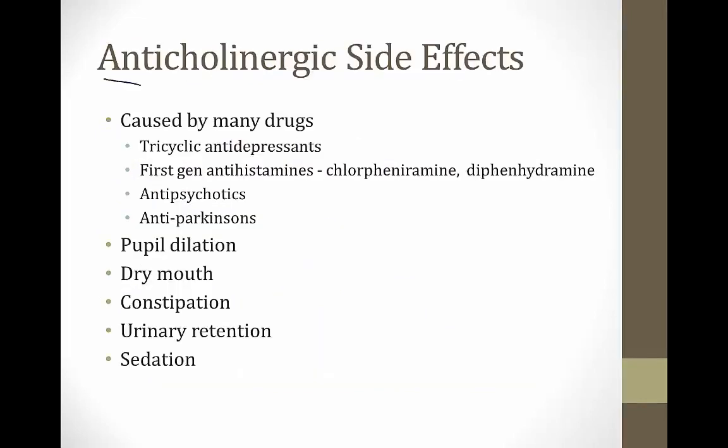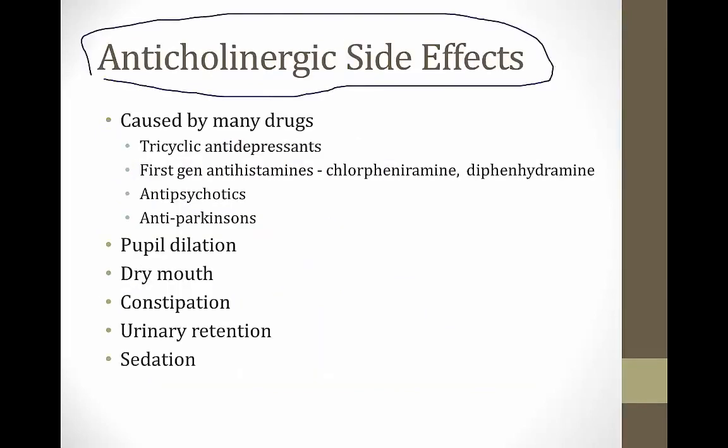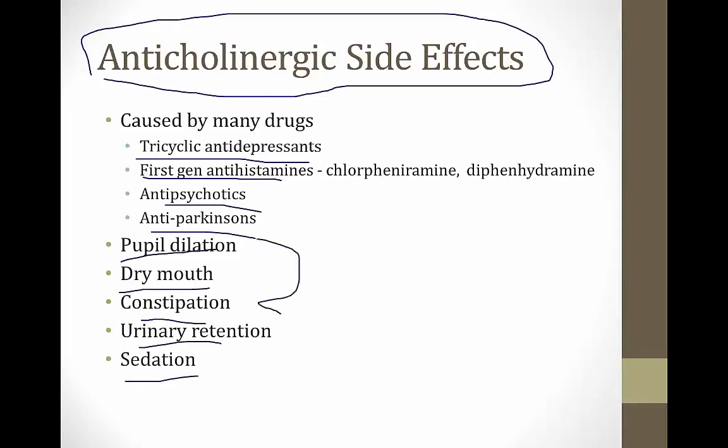There are many drugs that have what we call anticholinergic side effects, and these are side effects that look just like the effects of atropine. Tricyclic antidepressants can have anticholinergic side effects. So can first-generation antihistamines like chlorpheniramine and diphenhydramine, some antipsychotics, and some anti-Parkinson drugs. So when we're talking about drugs, we'll often say, well, that drug has anticholinergic side effects. And what we mean is it does things like what atropine does, which is make your mouth dry and make it hard for you to urinate and make you constipated. So these are things like pupil dilation, dry mouth, constipation, urinary retention, sedation. These are side effects of many drugs, and we call them anticholinergic side effects.